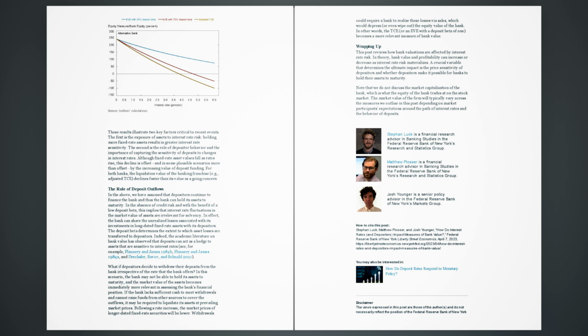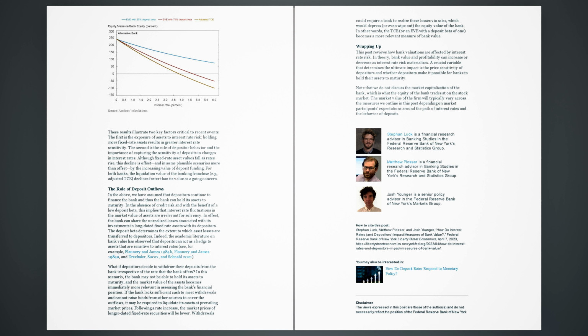The deposit beta determines the extent to which asset losses are transferred to depositors. Indeed, the academic literature on bank value has observed that deposits can act as a hedge to assets that are sensitive to interest rates. See, for example, Flannery and James 1984b, Flannery and James 1984a, and Drechsler, Savov, and Schnabl 2021. What if depositors decide to withdraw their deposits from the bank irrespective of the rate that the bank offers? In this scenario, the bank may not be able to hold its assets to maturity, and the market value of the assets becomes immediately more relevant in assessing the bank's financial position.